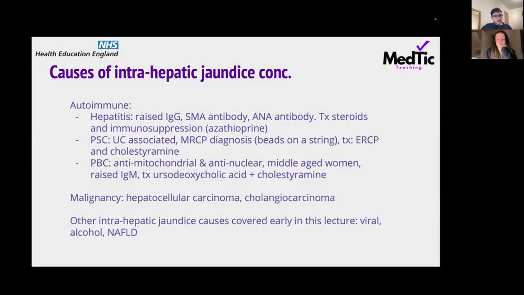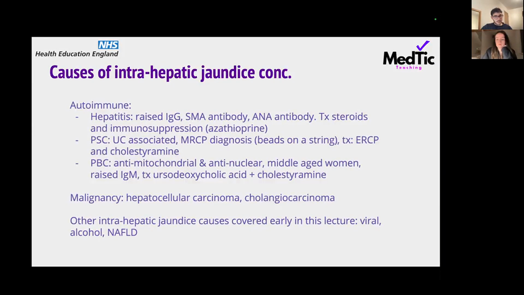We've spoken about the metabolic, so now a bit about the autoimmune. So autoimmune hepatitis, which is what the second question on jaundice, question 7, was about. You typically get a raised immunoglobulin G, smooth muscle antibody, and anti-nuclear antibody, along with the jaundice and associated symptoms. You treat it with steroids and immunosuppression, such as azathioprine.